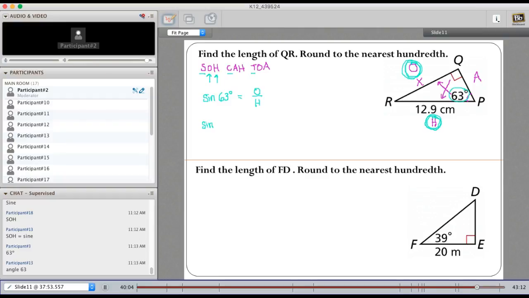Here, actually, let me back up. Before we plug in the 63, you're totally right, Ben, but I'll write it in terms of the letters. So we're going to do sine of angle P equals the opposite side over the hypotenuse, because those are the 3 things that I have circled in blue. Now I plug in what I know. I have sine of 63, the opposite side is x, and the hypotenuse is 12.9. Do you see how that works?